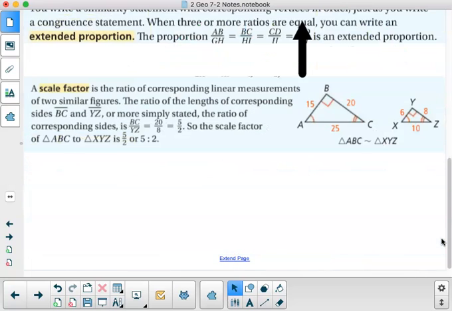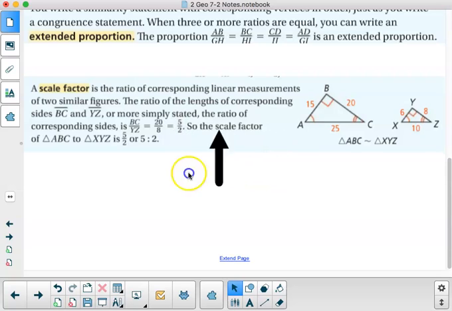Now, a scale factor is the ratio of corresponding linear measurements of 2 similar figures. The ratio of the lengths of corresponding sides, side BC and segment YZ, is more simply stated. The ratio of corresponding sides is BC divided by YZ, which is equal to 20 divided by 8. Now let's talk about BC. BC is 20. YZ is 8. So that's where we get 20 and 8. I reduce, both have 4 on the top and the bottom, and I get 5 over 2.